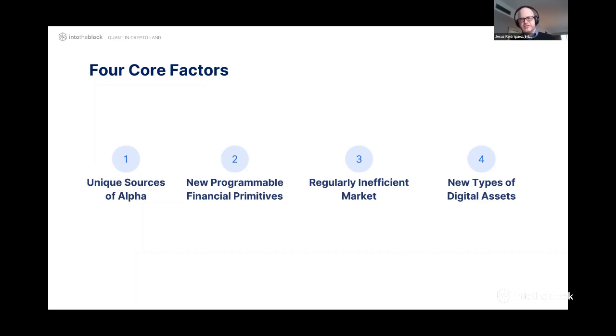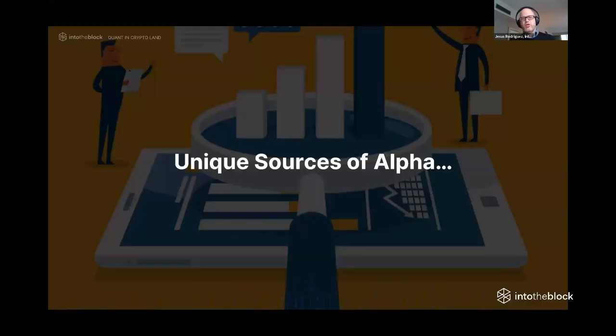The inefficiencies in crypto are unique for trading the market with quant strategies in this day and age, and also the fact that there are new types of digital assets such as NFTs and all that, which trade based on patterns that are really not corresponding with the macro crypto market. So I think most of the uniqueness of crypto from the quant perspective could be boiled down to one of those four factors. So let's break it down one by one.